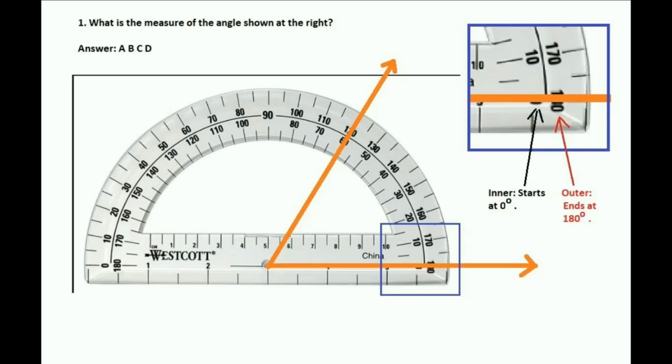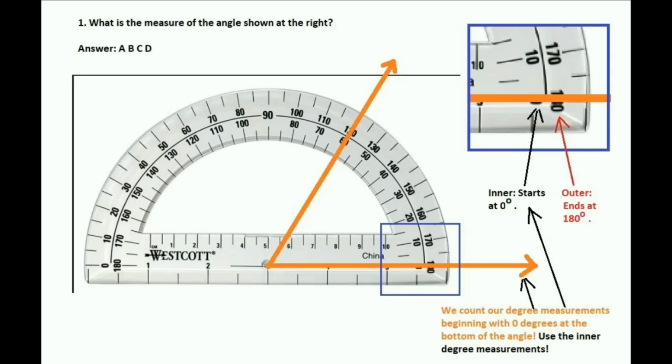So which one do we use? We use the inside. We always start with 0 for wherever that angle is actually sitting on the ground. So we're starting at 0 and we're counting up, so we're using the inner markings. And besides that, this is an acute angle. If this was a 120 degree angle, then this would look like an obtuse angle. So all of our reasoning says that this is 60 degrees. And that's actually the answer. The answer here is B, 60 degrees.